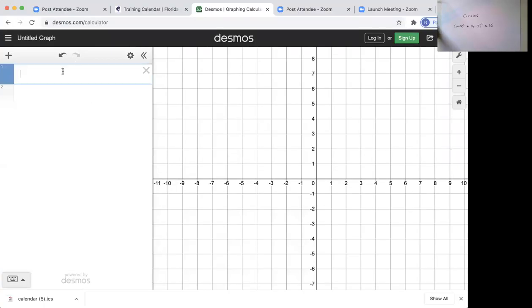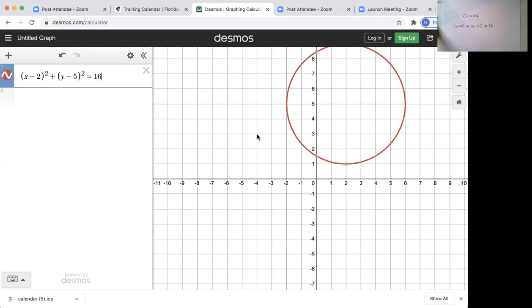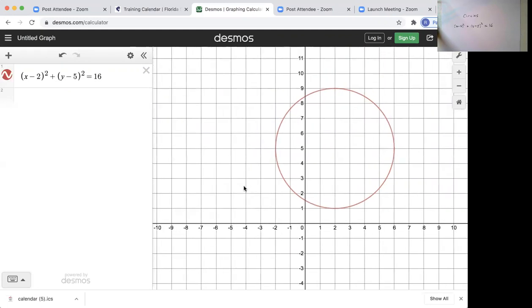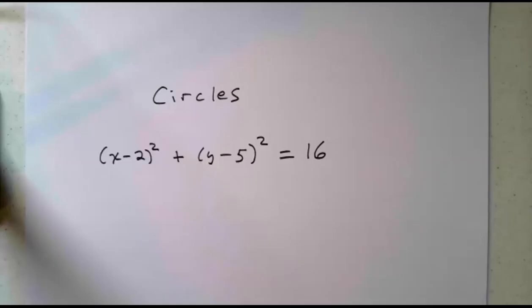So we'll go ahead and put in x minus 2 squared plus y minus 5 squared. And that is supposed to equal 16. So we can see it. And we'd like to identify what the diameter is. So the 2 points that are farthest apart, these two, how far apart are they? Let's count. 1, 2, 3, 4, 5, 6, 7, 8. So the diameter of this circle is 8.